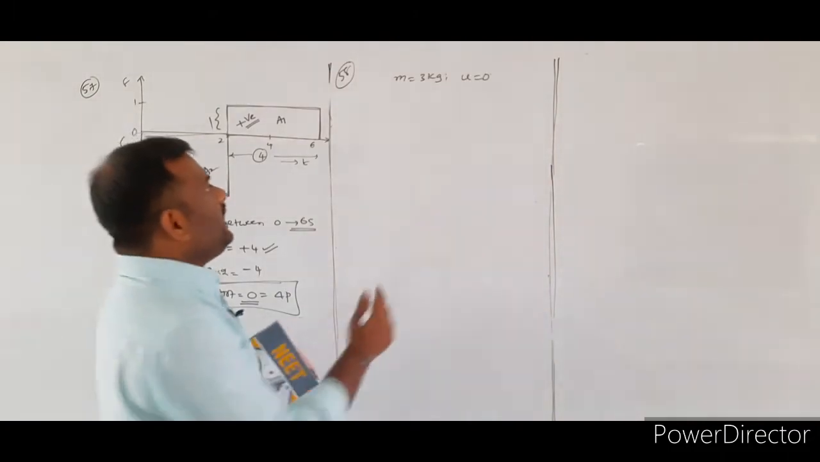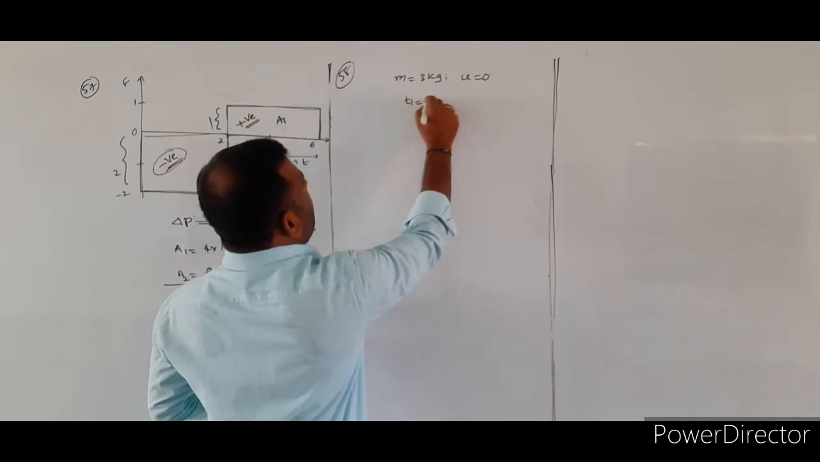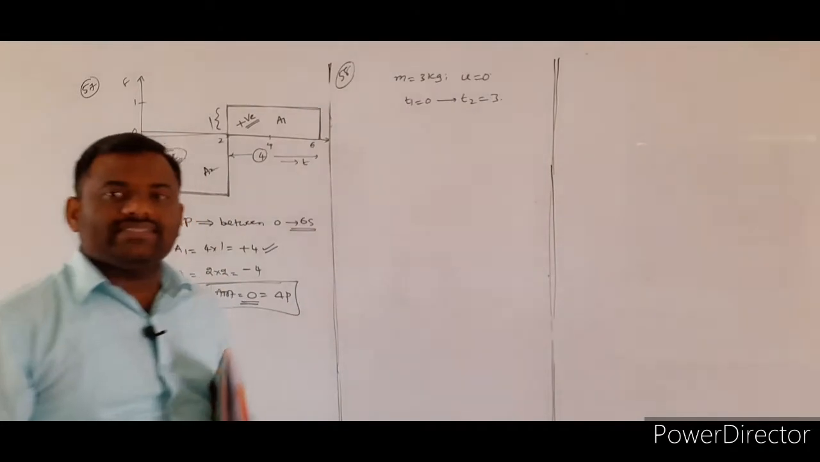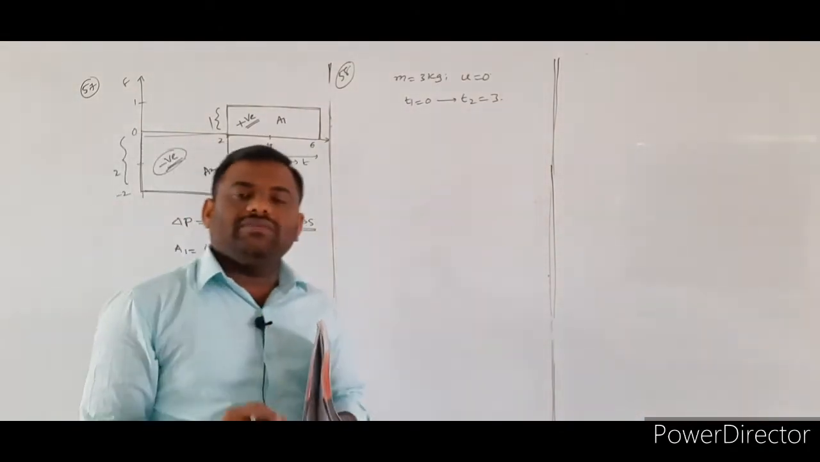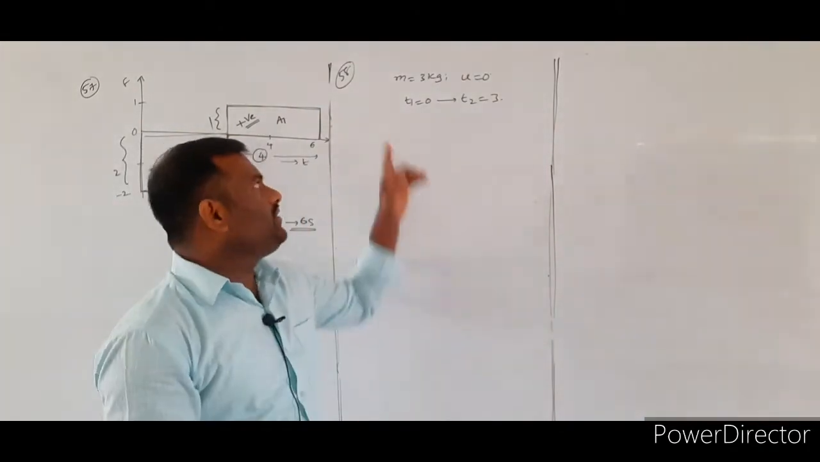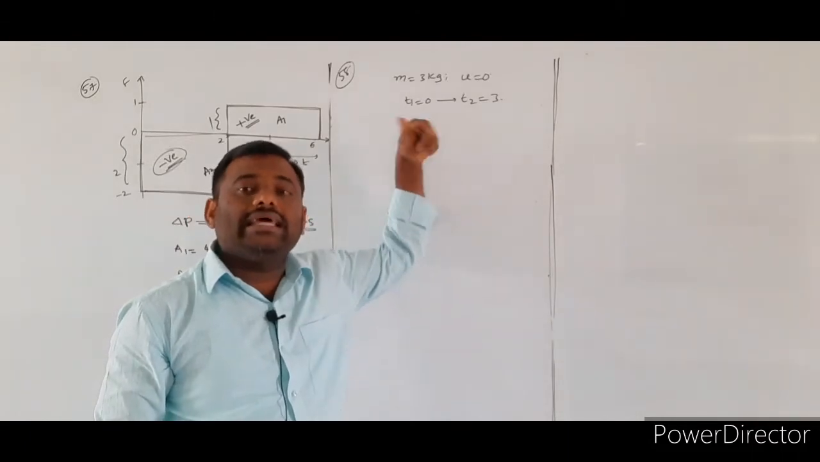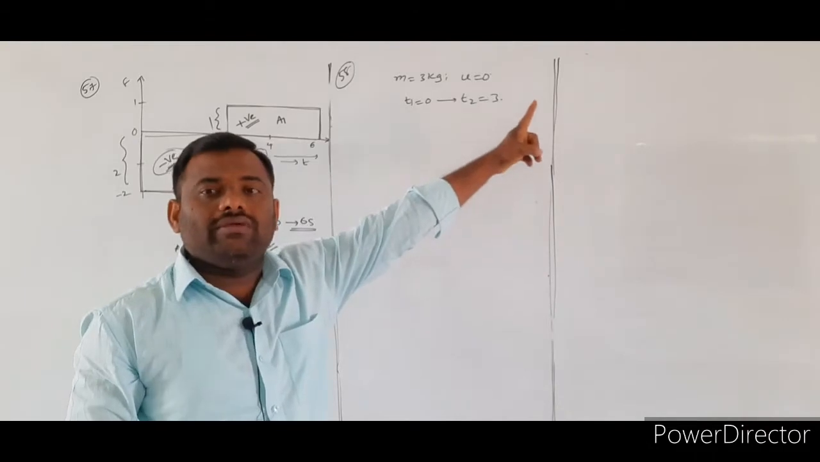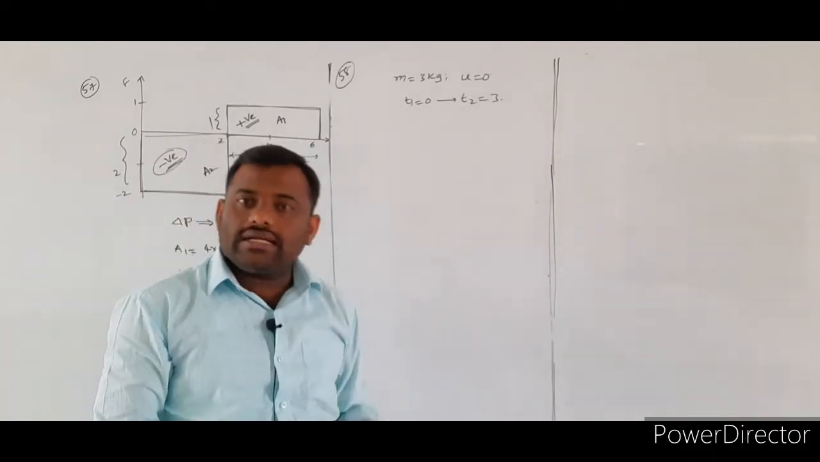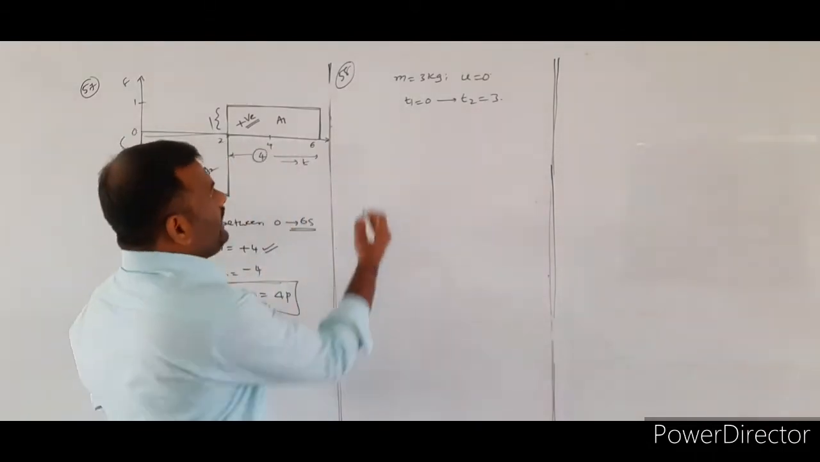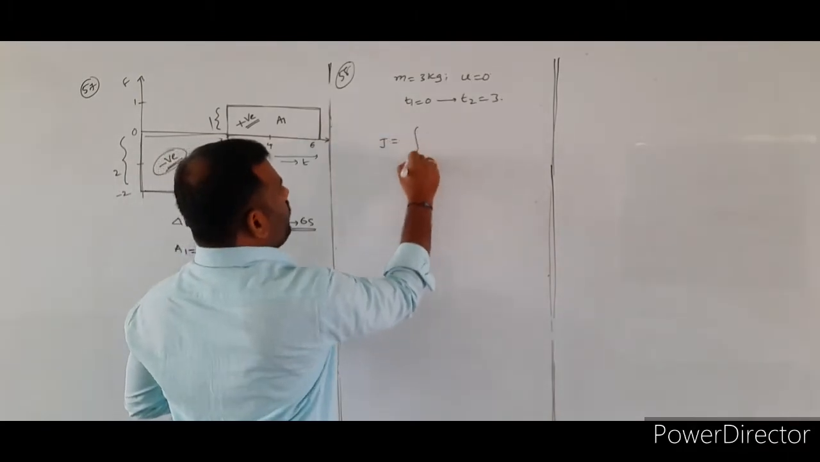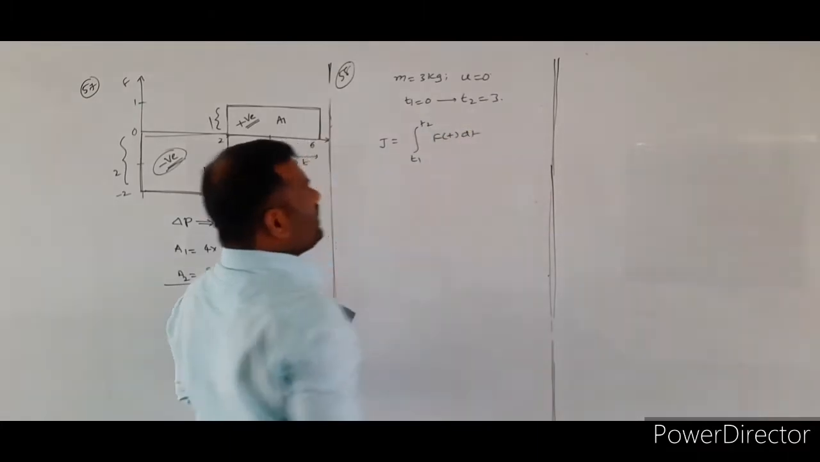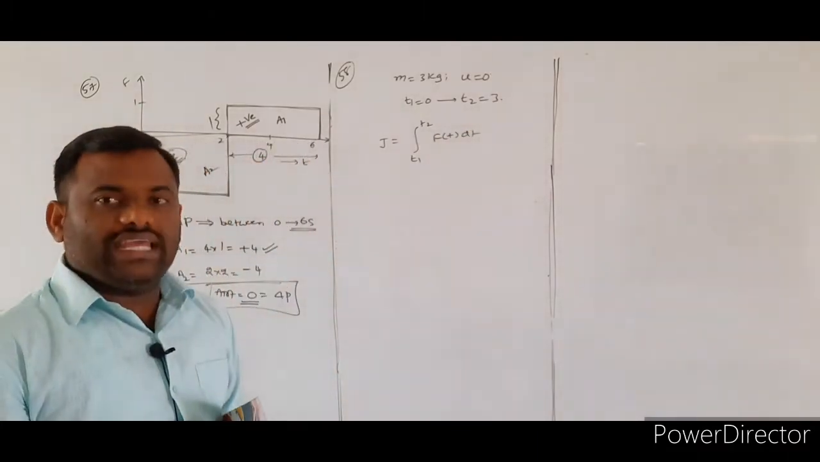Here the time interval will be taken from t1 = 0 to t2 = 3 seconds. Why? Initially the object is at rest, so the initial time is taken as 0 seconds. They are asking for the velocity after 3 seconds, so the final time is 3 seconds. Already we said that in the case of a variable force, impulse is equal to the integral from t1 to t2 of f(t) dt.